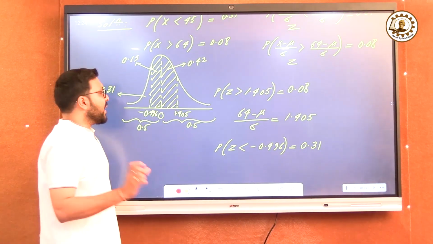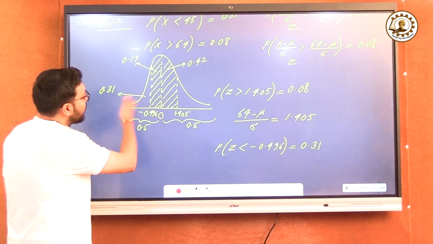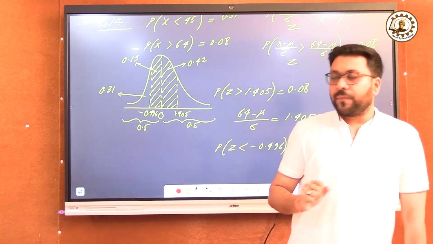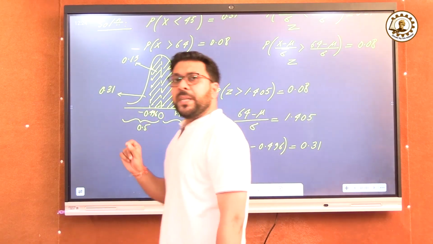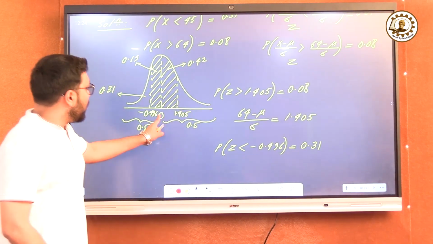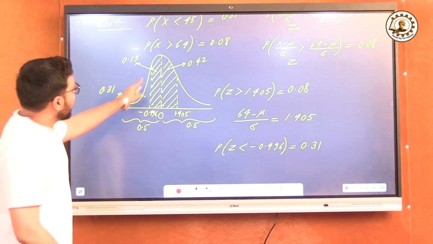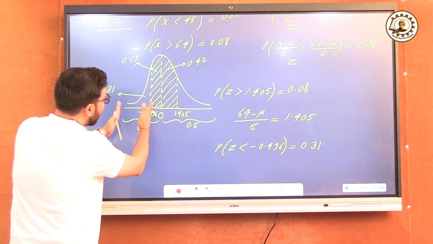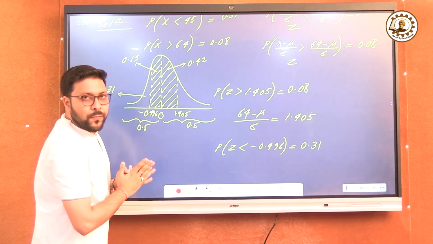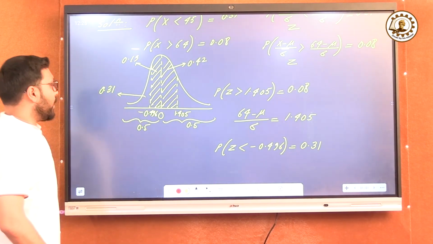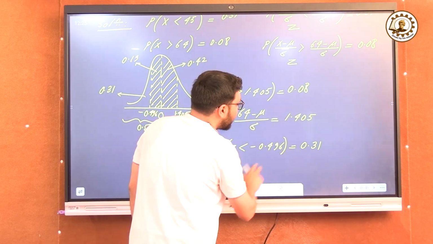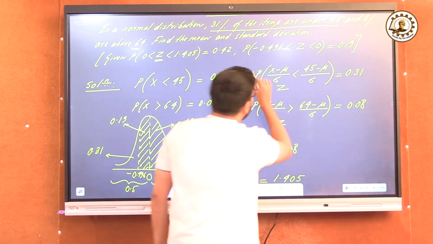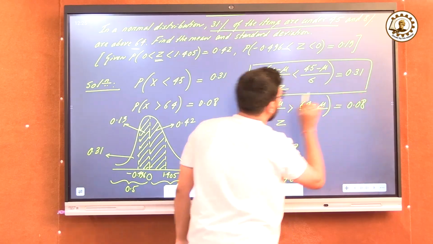I am repeating this step once again. On the left side of 0, the total area which we have considered is 0.5. Now the information given in the question, in between 0 and minus 0.496, this area is 0.19. So of course the rest part, that is if Z lies less than minus 0.496, that has to be 0.31. So I am going to compare this with this particular expression.